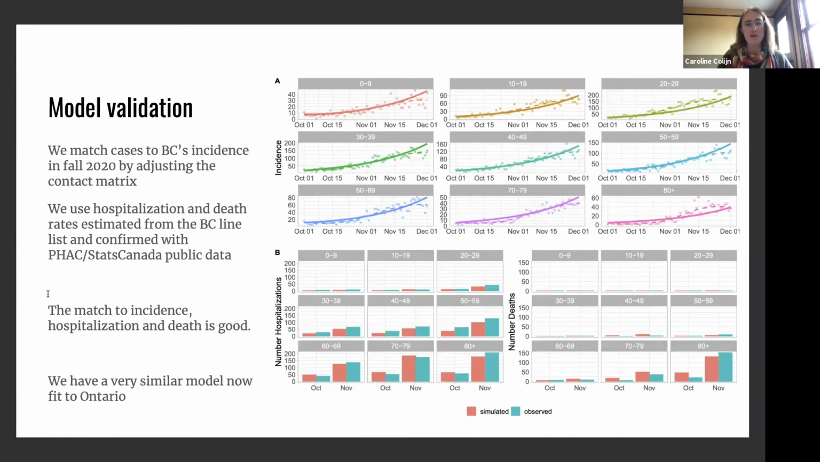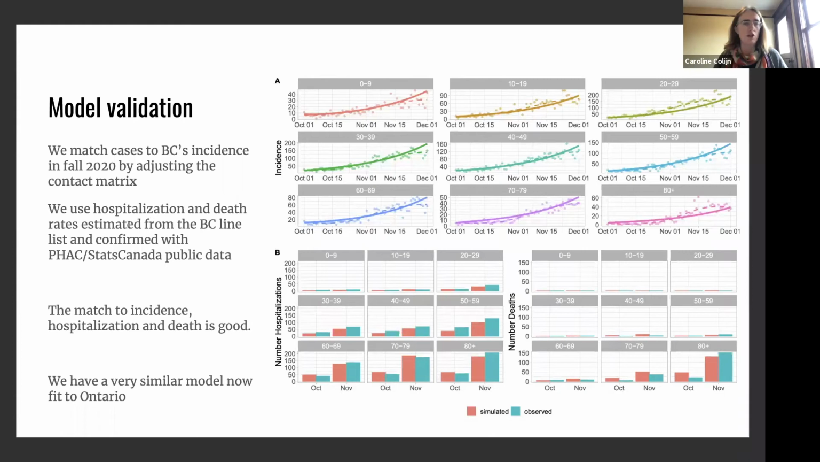All right, here's our sort of validation. We did not formally fit this model. We tweaked it a little bit until the age-based incidence curves kind of looked right and the hospitalizations looked right. We didn't have to tweak much. The main tweaking was around the contact matrix, of course, as you would expect. But this is to show that it broadly captures the right balance of who got what amount of COVID in the fall in BC.